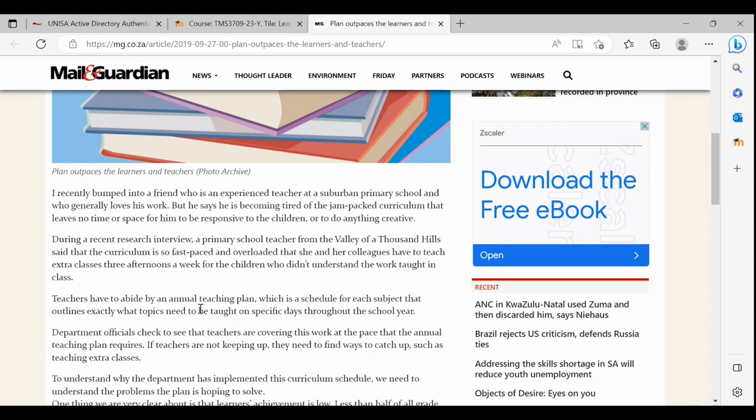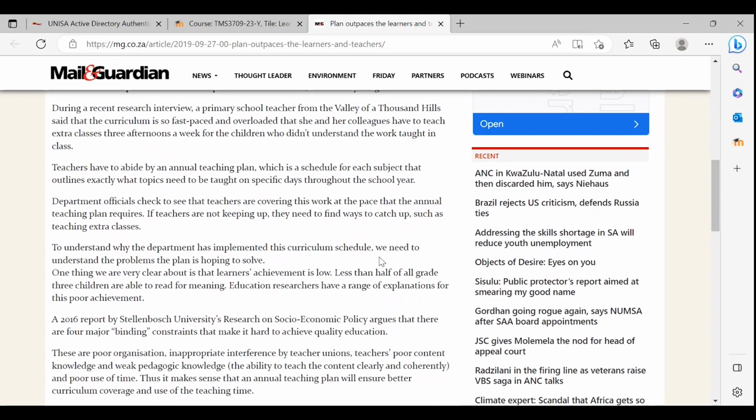Unfortunately, teachers have to abide by the annual teaching plan, which is a schedule for each subject that outlines exactly what topics need to be taught on specific days throughout the school year. Departmental officials check to see that teachers are covering this work at the pace that the annual plan requires. And by this, the departmental officials doesn't necessarily mean people from the department. It already starts at school where your HOD is coming to sit in your classes and also check where you are with the work. Also, the head of academics can come into your class.